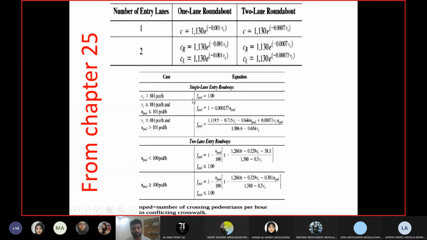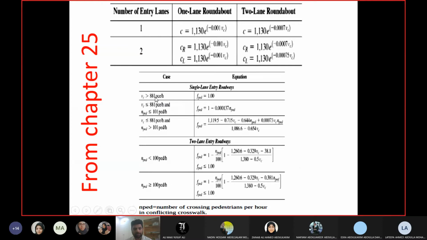So in each case, whether you are calculating capacity or pedestrian adjustment factor, you need to know VC, how much flow is passing in front of your lane. It will be the summation of flow which is coming from all the other sides: the opposite side, the right hand side, the left hand side, combinedly passing in front of your lane, so that will become VC. Depending upon the value of VC, if VC is more than 881 passenger cars per hour for a single lane, then the pedestrian factor will be 1. So the pedestrian adjustment factor can be 1 or less than 1. And then we have these equations as well for 2 lanes.